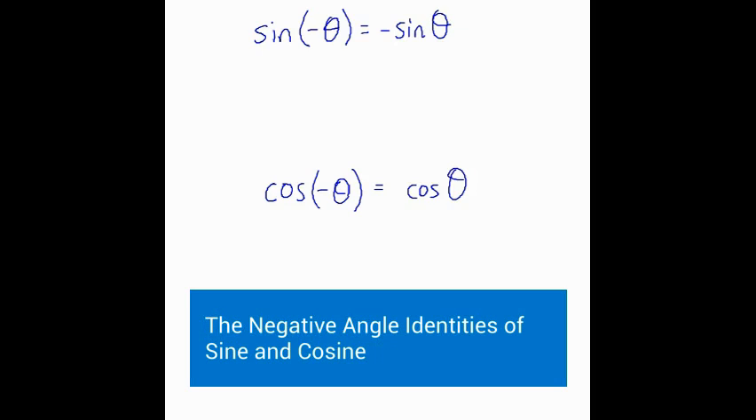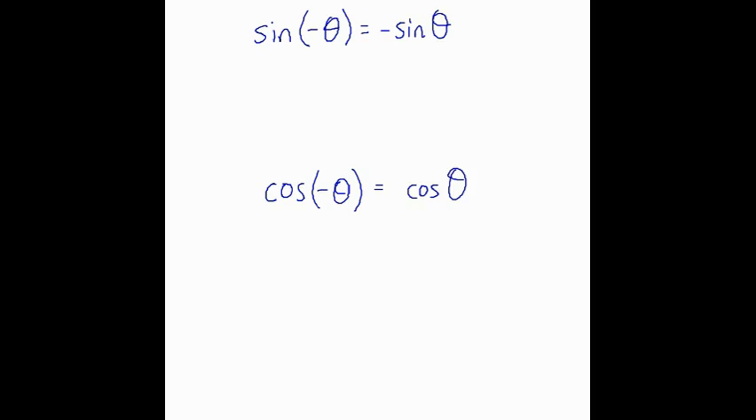Hello, I'm going to prove the negative angle identities for sine and cosine. Now, it's easy to remember that sine is odd and cosine is even, so this property is easy to remember, but how do we prove it?